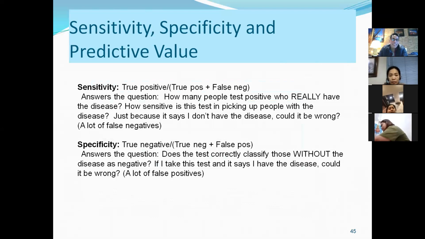What about specificity? These are the true negative. It answers the question, does the test correctly classify those without the disease as negative? If I take this test and it says I have the disease, could it be wrong? A lot of false positive. So specificity addresses false positivity, whereas sensitivity addresses false negative. And that's it for epidemiological statistics.